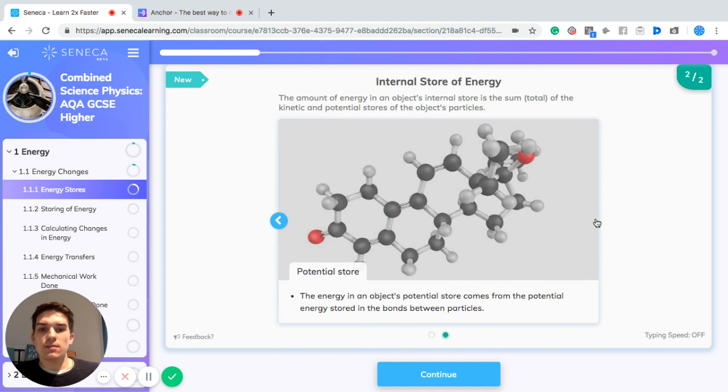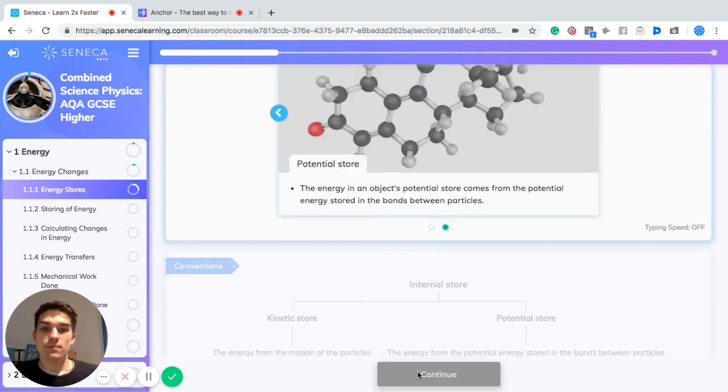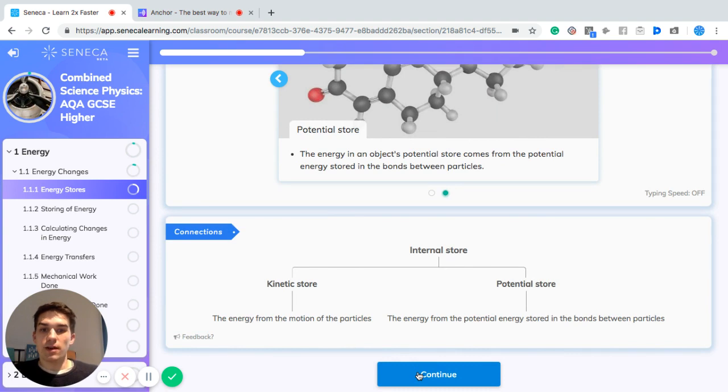The energy of the object's potential store comes from the potential energy stored in the bonds between particles. And just to run through that, the internal store is the sum of the kinetic store and the potential store. The kinetic store is the energy from the motion of the particles, and the potential store is the energy from the potential energy stored in the bonds between particles.